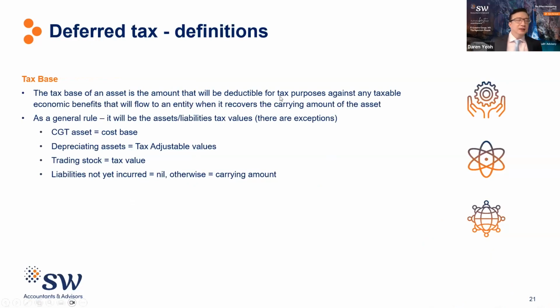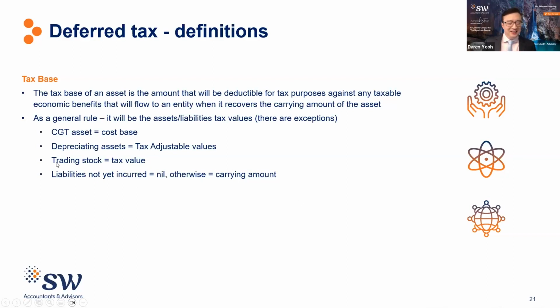The tax base, generally a tax base of an asset will follow its value for tax purposes. I'm talking broadly here. So if you have a CGT asset, most of the time, like for example, a loan receivable, the tax base will equal the cost base, which will equal the carrying amount. For a depreciating asset, it'll normally equal the tax written down value or adjustable value.